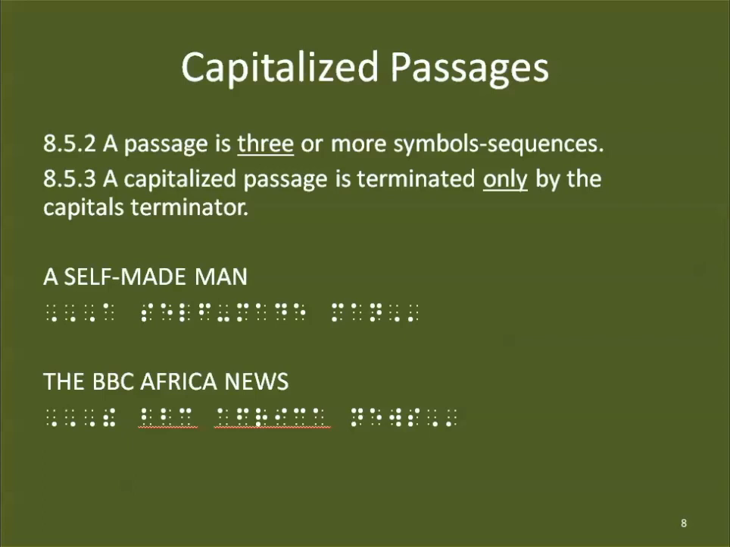The BBC Africa News, that's 4 symbol sequences. And normally we would capitalize that BBC if we were in lowercase elsewhere. That BBC is an acronym, or technically it's an initialism. But here with the passage, it's already capitalized with that capitalized passage indicator of 3 cells of .6. So the BBC Africa News, and again we would normally capitalize Africa, but it's already capitalized. So the BBC Africa News, then we're terminating it with our .6 prefix and the root of .3.